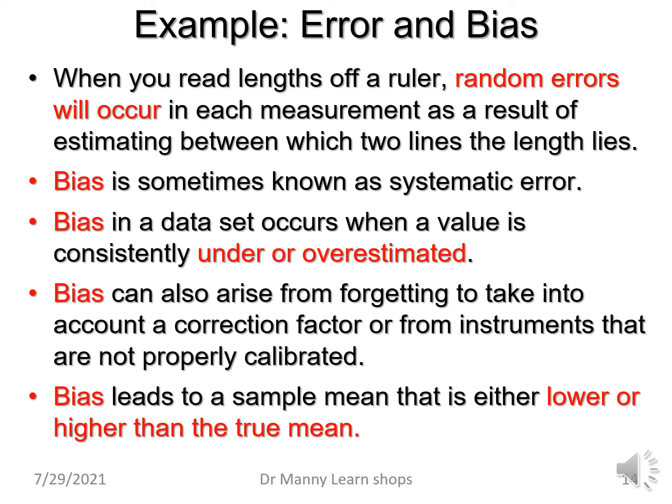Bias is sometimes known as systematic error. Bias in the data set occurs when a value is consistently under or overestimated. Bias can also arise from forgetting to take into account a correction factor or from instruments that are not properly calibrated. Bias leads to a sample mean that is either lower or higher than the true mean.